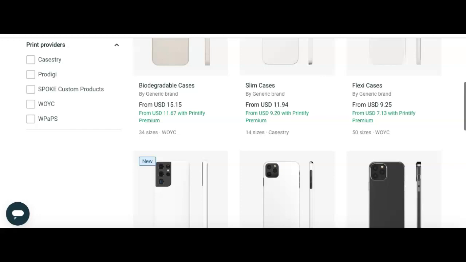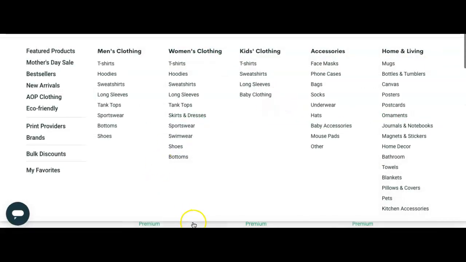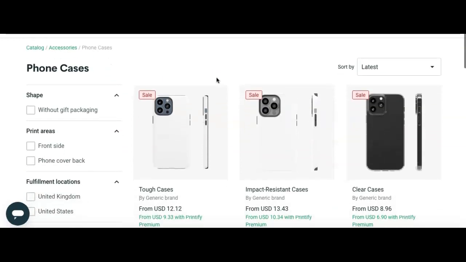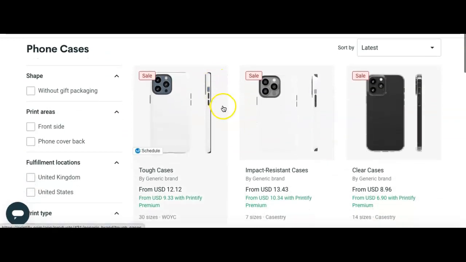Okay, so the first store we're going to look at, because there's a lot of print on demand companies, but basically I'm talking about one of the top ones, which is probably one of the ones I'm going to be starting with. And this one here is called Printify. Printify is a print-on-demand company, and these are some of the items that you are allowed to print on.